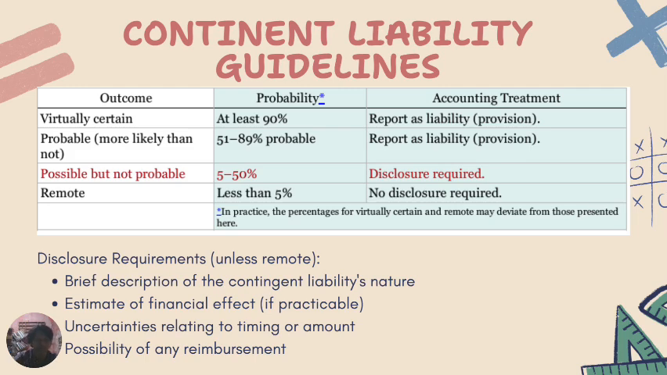So for possible contingency, disclosure must include a brief description of the nature, an estimate of the financial effect, uncertainties about timing or amount, and the possibility of any reimbursement. So these rules ensure that the financial statements do not mislead investors and creditors.